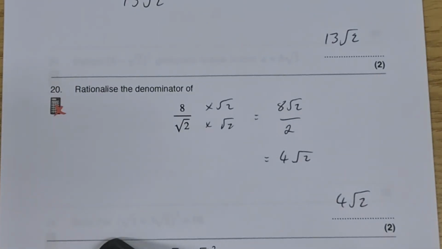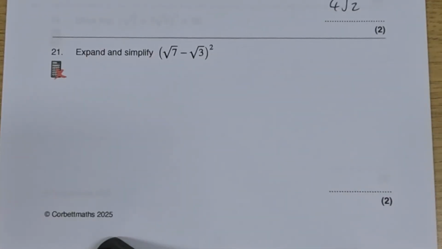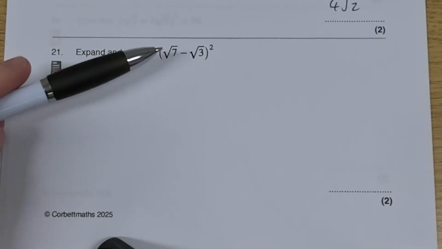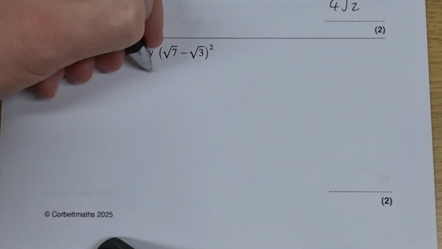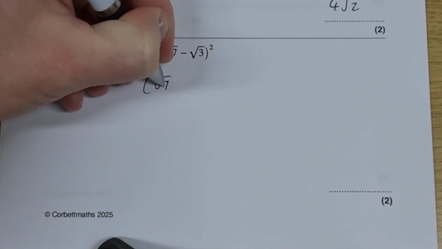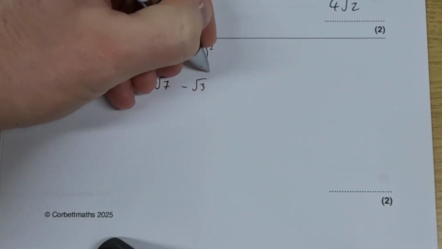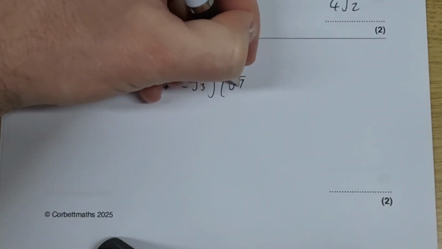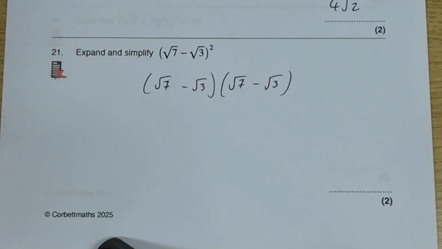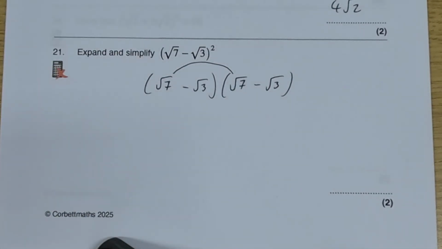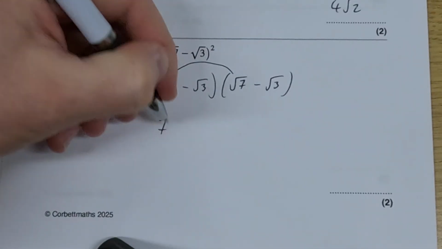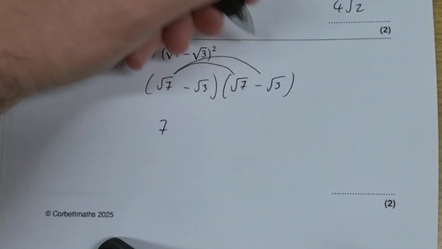Okay, let's look at our next question, question number 21. We've been asked to expand and simplify root 7 minus root 3 all squared. So we're going to square it, so we're going to multiply it by itself. Root 7 minus root 3 multiplied by itself, so root 7 subtract root 3. So we've written the bracket out twice. Root 7 times root 7 is root 49, which is just 7. Root 7 times minus root 3.